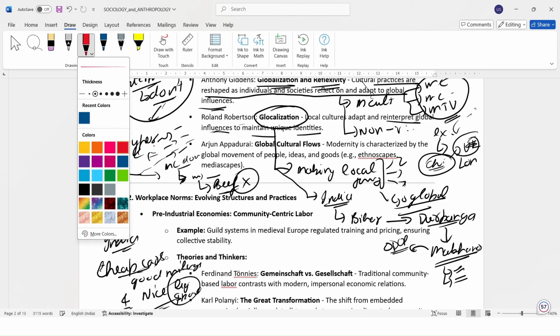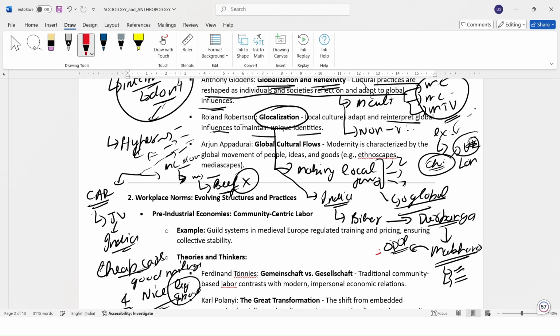Wait, I'll just change the color. Yeah, so that there is no confusion. So now this is a local thing which went global. They're also part of globalization.